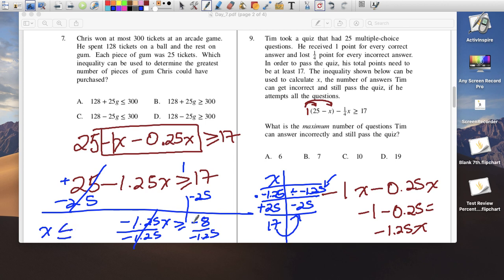And negative 8 divided by negative 1.25 is going to be a positive number. 8 divided by 1.25 is 6.4. So now the maximum number of questions that he can make a mistake on is 6 questions, right? Because you can't make a mistake on 6.4 questions. So this would be A.